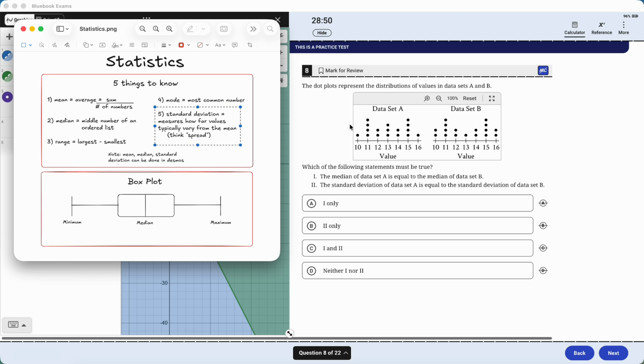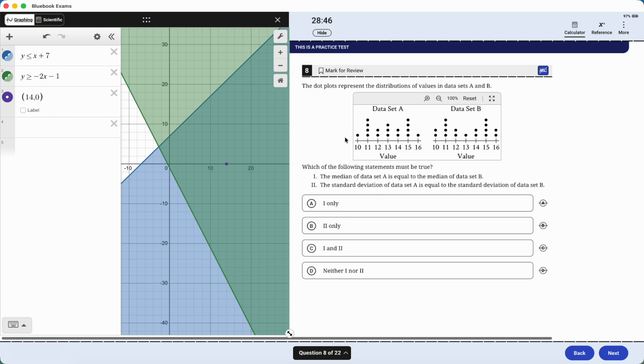So in this case, you could do this in Desmos. I'll show you how. It'll just be a little bit tedious. You want to know these two are symmetrical data sets, right? If you split it in half, the dot distribution is the same on both sides of 13, right? And same thing over here. So when you have a symmetrical data set, the mean and median are going to be the middle numbers. So I know looking at this, the mean and median are 13. And so that answer is A. It says the median of data set A is equal to the median of data set B. So that's true, right? So it's definitely 1, but it could be 1 and 2, right?